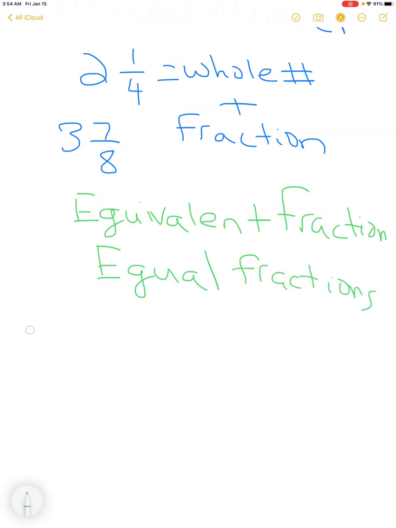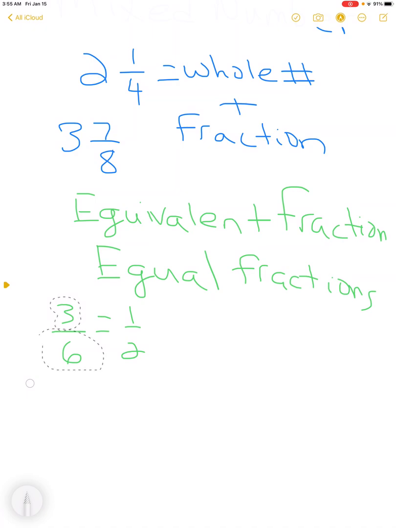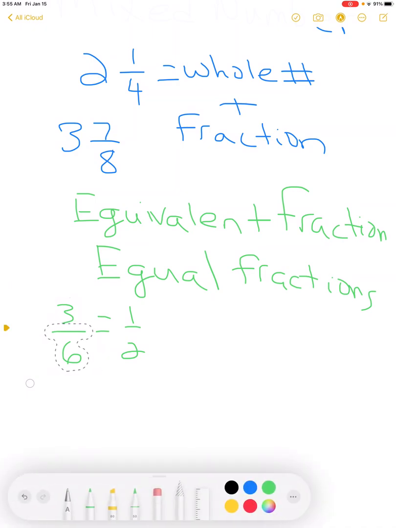Sometimes you have fractions that look different, but they really mean the same, okay? Let's take the example 3/6. 3/6 is equivalent to 1/2 because 3 is half of 6. So let me draw it out for you so you can get a better understanding, okay?